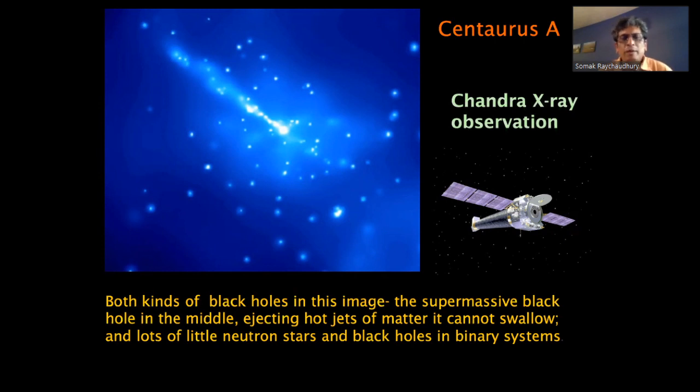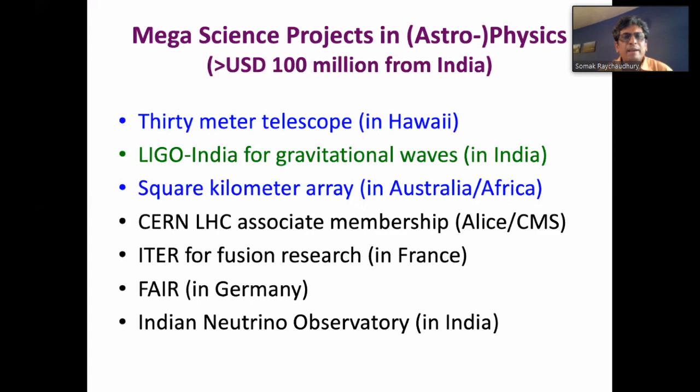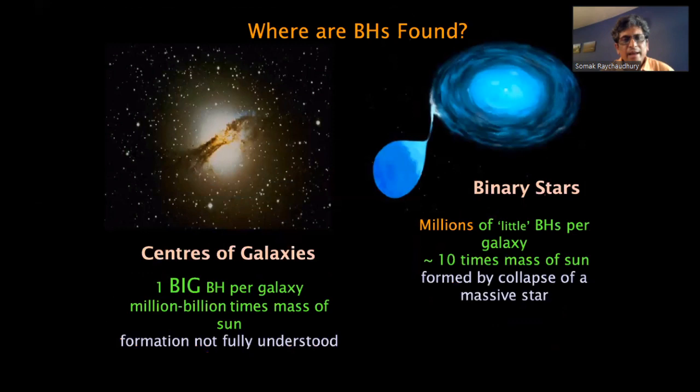We know that in India we have these mega science projects that India is becoming part of, and you know that one of them is LIGO-India, that is being built in India. And one of the major objectives of LIGO-India is to find black holes, which has already been demonstrated to be possible through other LIGO detectors. And what is that?